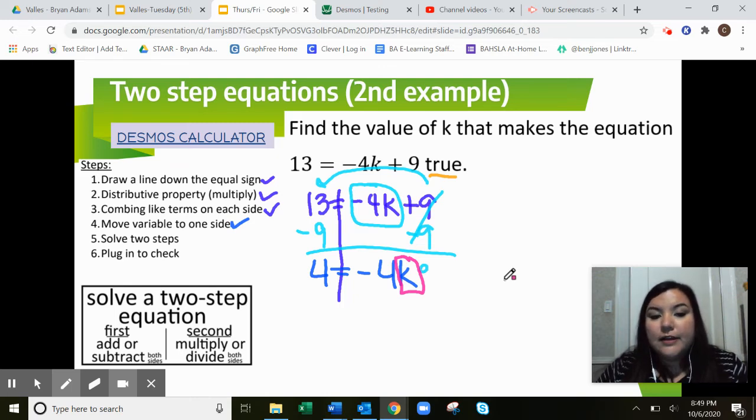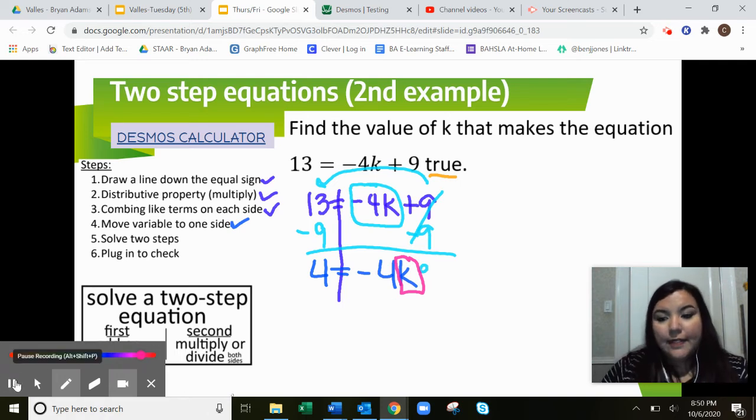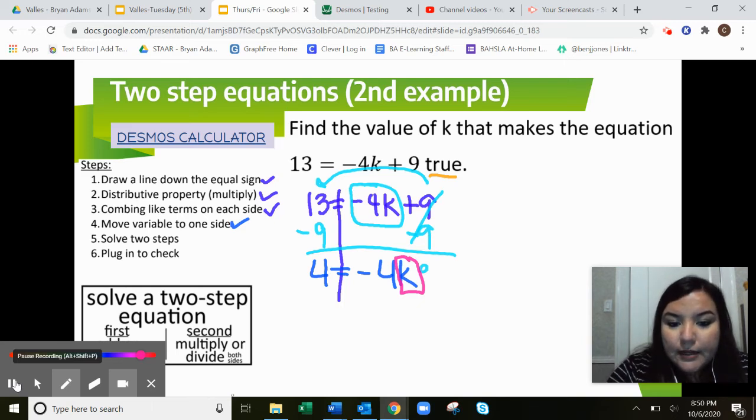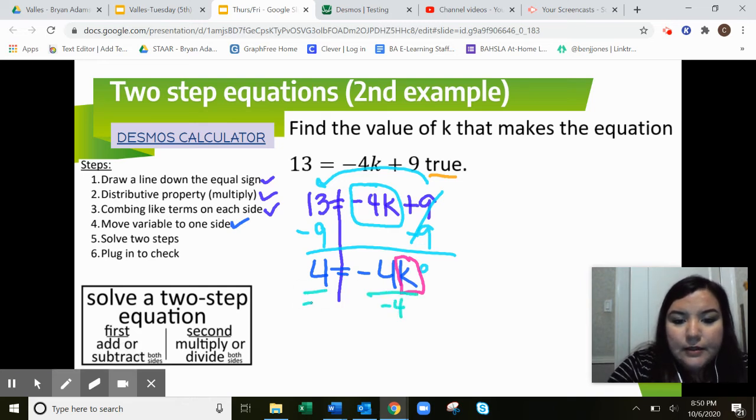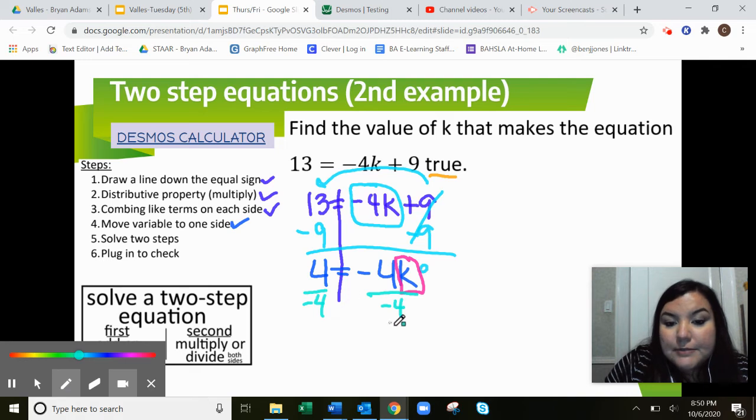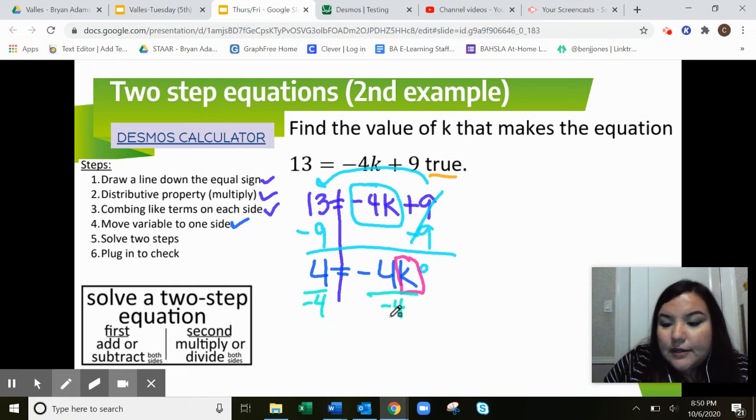So how do we get rid of that? Well, in the previous video, I mentioned that when you have the letter and the number together, or the coefficient and the variable together, that means multiplication. So what is the opposite of multiplication? Division. So we're going to divide both sides by a negative 4. In this case, I am dividing by a negative 4 because that's the exact number that I have in front of the k. So I'm not changing the symbol, I'm keeping that exactly as it is.